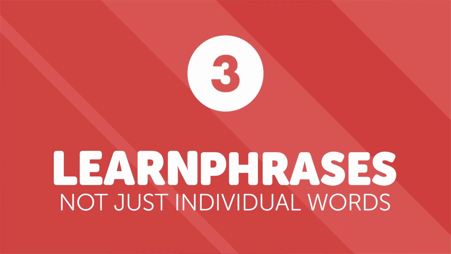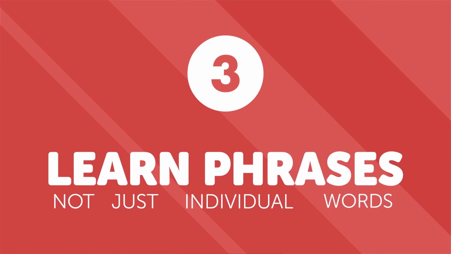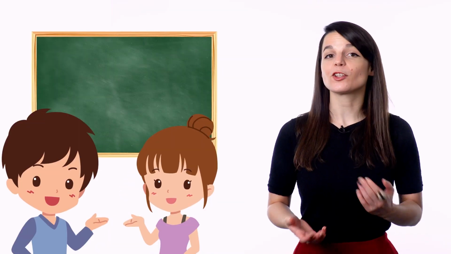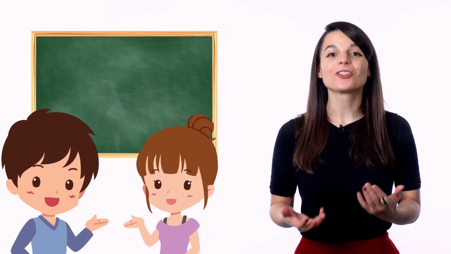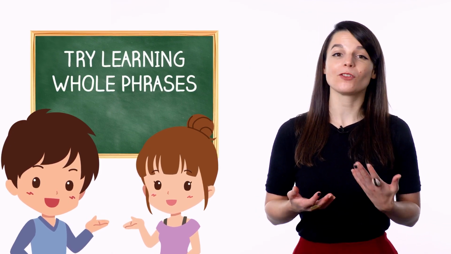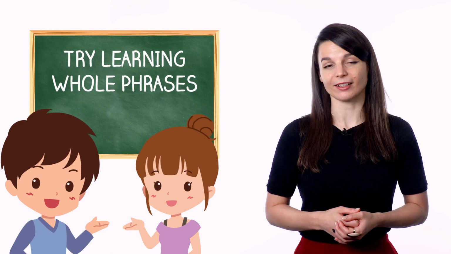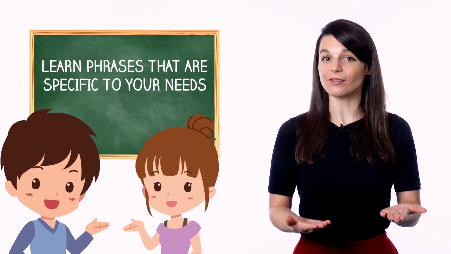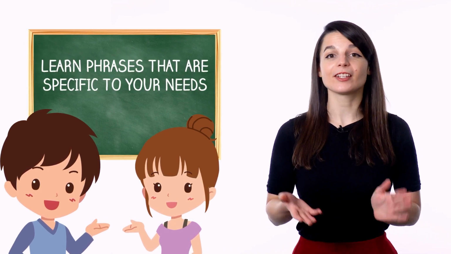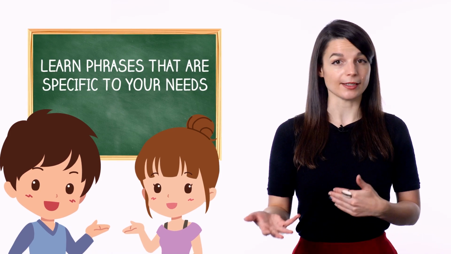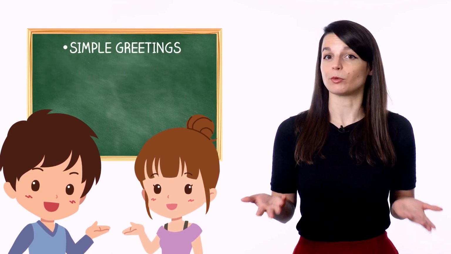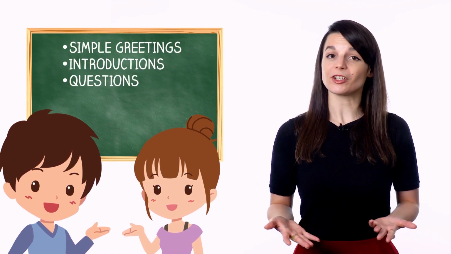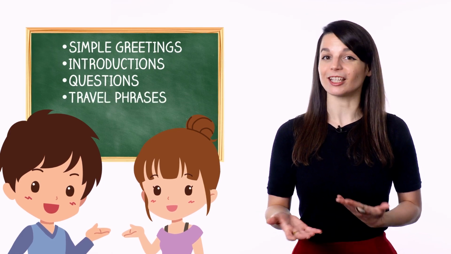Number 3, learn phrases, not just individual words. Learning grammar and individual words is great, but it's not the only approach you should take if you want to speak fluently. In addition to your regular grammar and vocabulary, try learning whole phrases, even if you aren't totally sure how they work grammatically. Learn phrases that are specific to your needs. It's a good idea to learn phrases that are grouped around a certain setting or subject, such as simple greetings or introductions, questions for getting to know someone, or traveling comfortably.